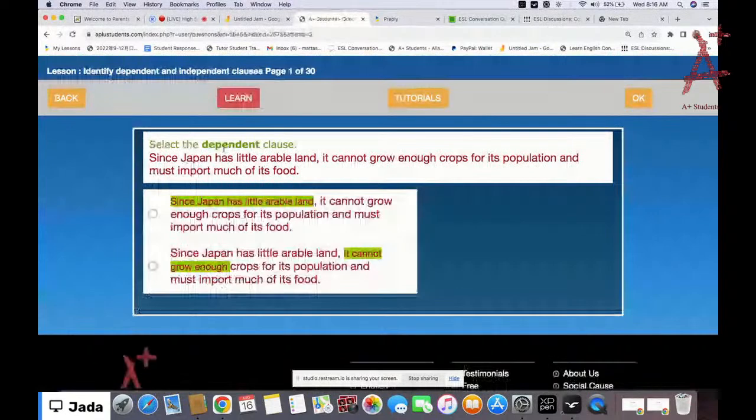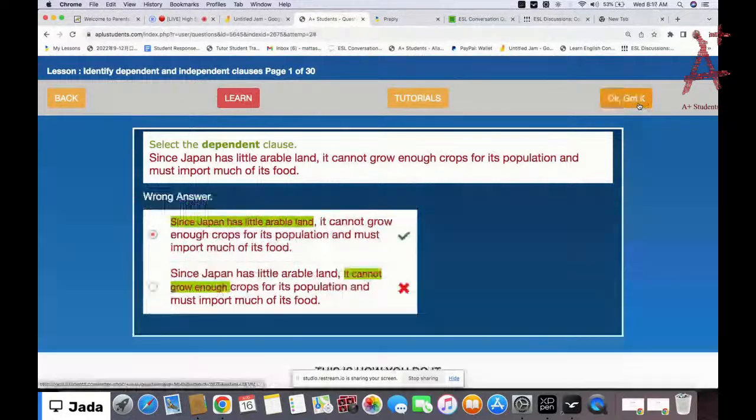Now, select the dependent clause. We have 30 questions. We'll do a few together and then I'll let you finish up. So it says, since Japan has little arable land, it cannot grow enough crops for its population and must import much of its food. So let's say we just click on any one. Yeah. So clicking on any one, that's because maybe you do not know the answer or you're confused if it is part of the dependent clause.